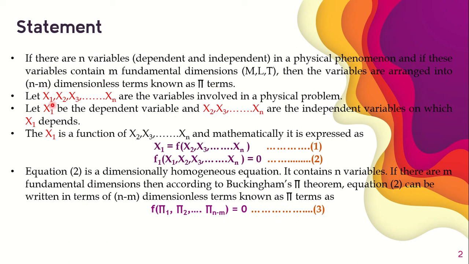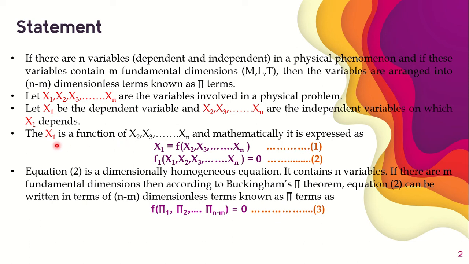Clear? Say x1, x2, x3 and so on to xn are the variables involved in the physical problem. I told you there are n variables, right? So I'm writing from x1 to xn. x1 is the dependent variable, which depends upon x2, x3 and so on. So in these n variables from x1 to xn, x1 is the dependent variable and all the other terms from x2 to xn are independent variables.